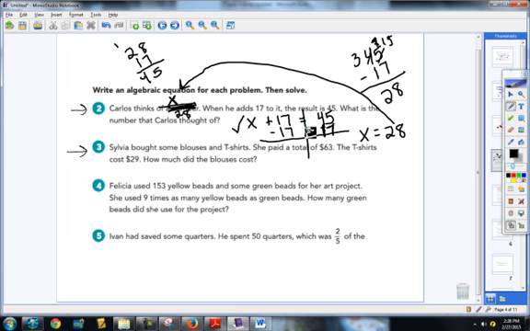So we checked ourselves. But the work I'd be looking for when it comes to test time, or when you're doing the practice, is that equation I would need you to write. I would need to see you solving the equation and then obviously finding that answer.